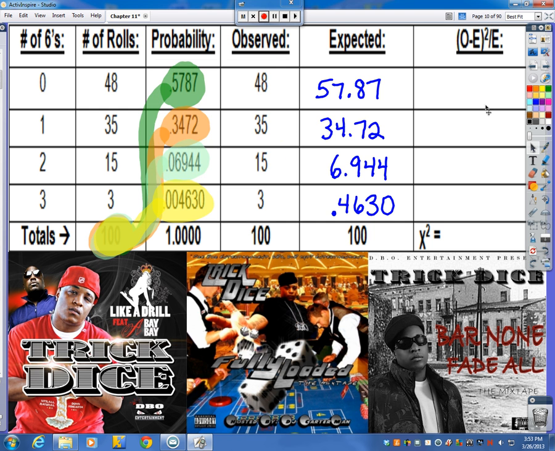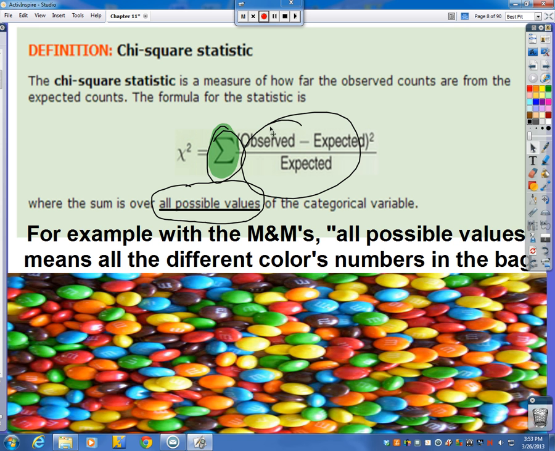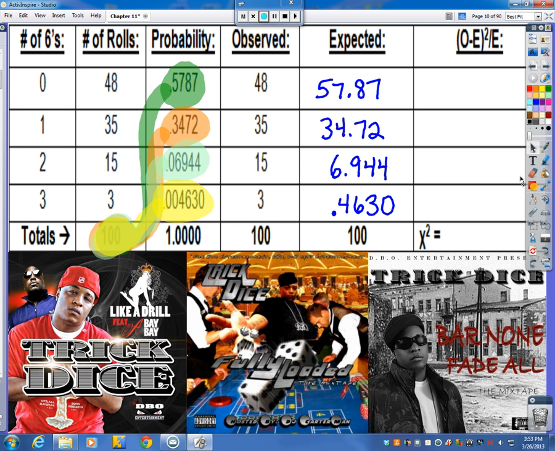Now, to get these values, this is where the formula came into play. Let me jump back here. We need to take the observed minus the expected, square it, divide it by the expected, and then add all of those results up. There were 4 possibilities here for 6's, so we're going to have to do that 4 times and then add all 4 of those things together, and that is our chi-squared statistic.